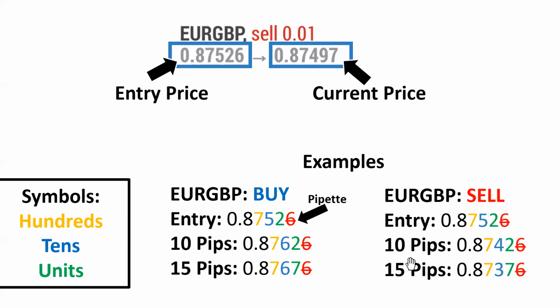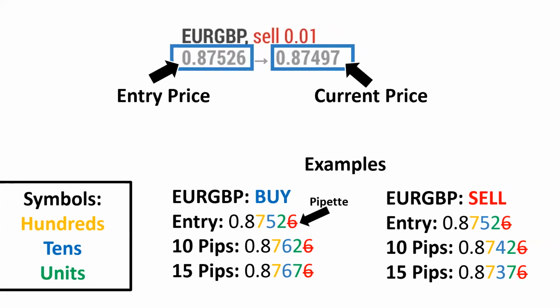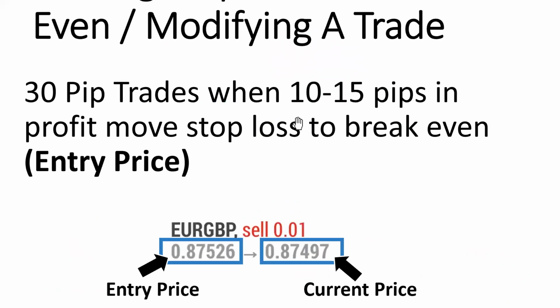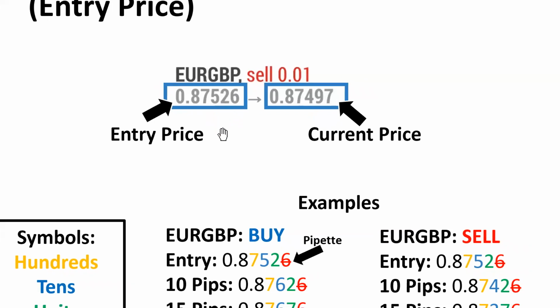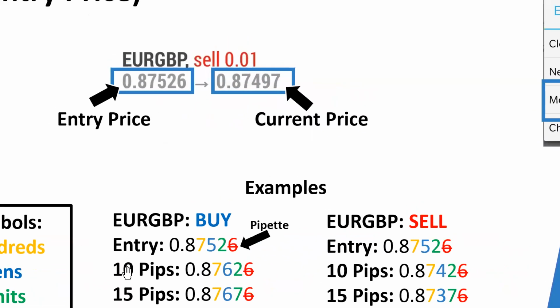0.87226. So if we have a trade that's 30 pips, and when it reaches 10 or 15 pips, we're going to change our stop loss from a negative figure to our break even, our entry point. So how do we work out 10 or 15 pips? Let's just focus on 10 pips for now, which makes it easier.